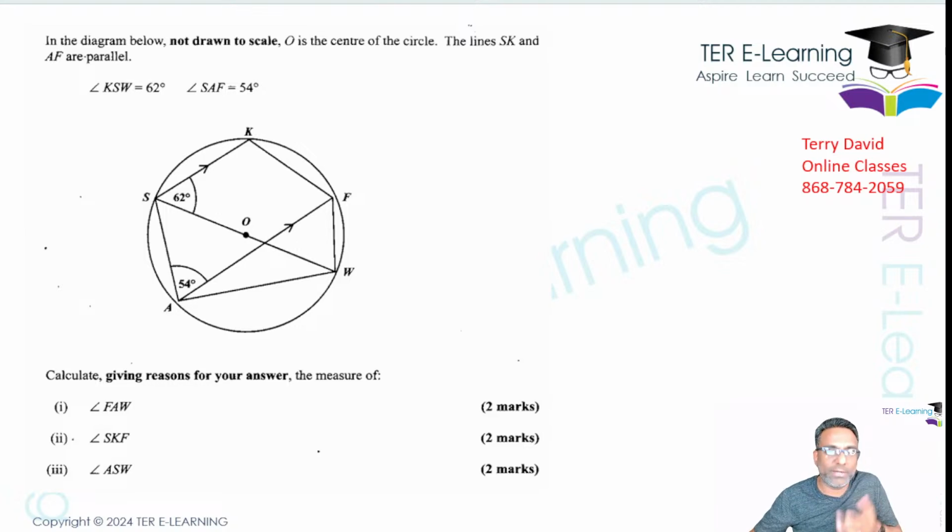This next one here is not my question. This is a previous CSEC question, question 9. Question 9 in your exam is going to be based on circle geometry and some kind of trigonometry.